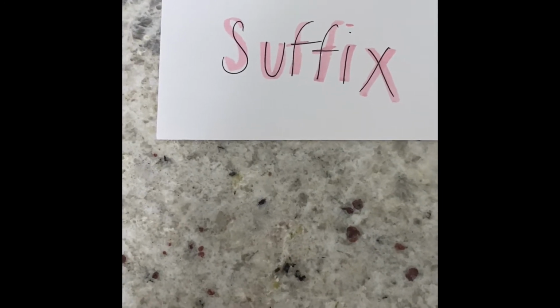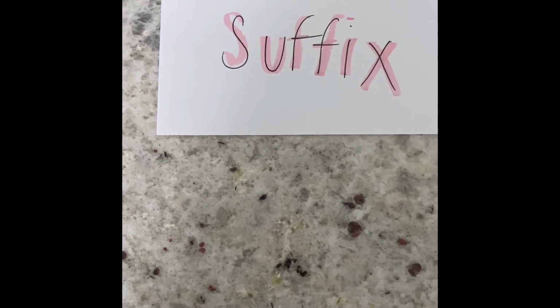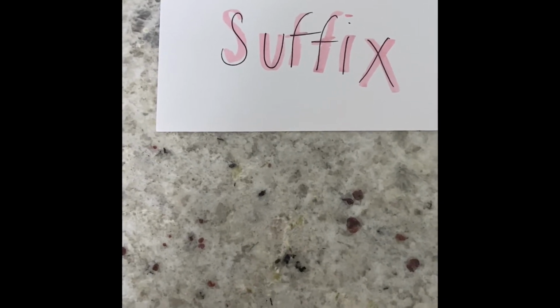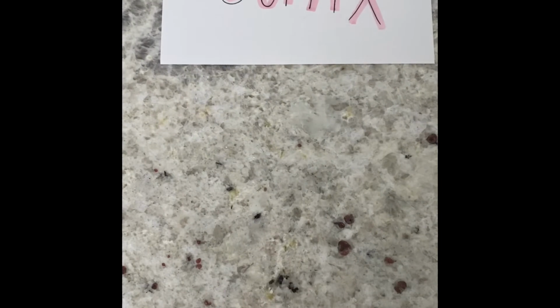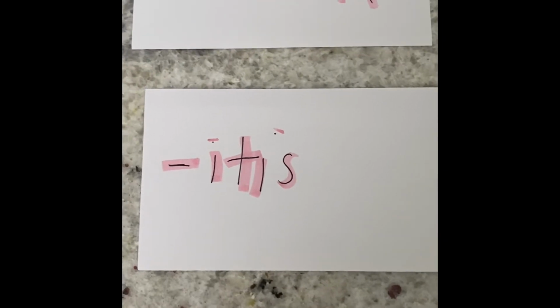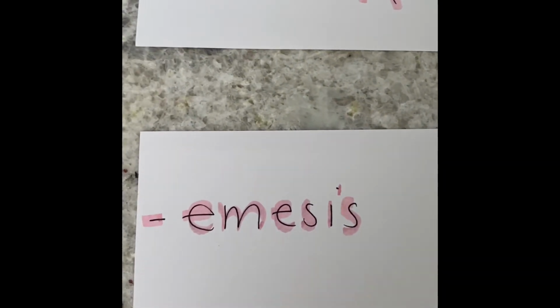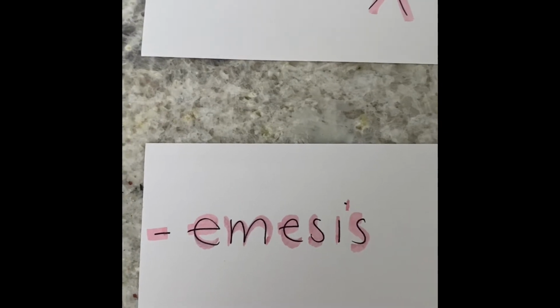Let's begin with some examples. Do not forget to add the dash in front of the suffix, which shows that it is not a prefix nor a root. Let's begin with the first example, which would be -itis, which is defined as inflammation. Let's move on to our second example, which would be -emesis. Emesis is the definition of vomiting.